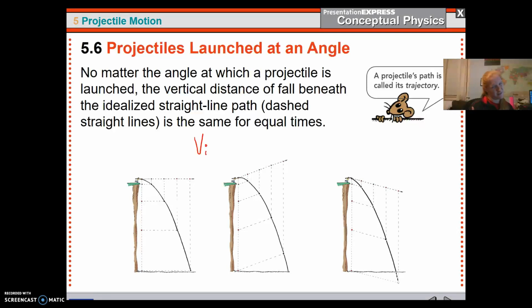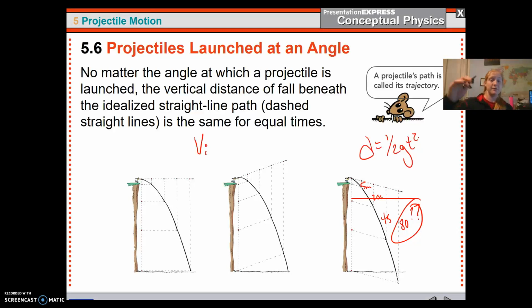But it doesn't matter what angle you throw it at, because it's still going to fall 5 meters in the first second, 20 in the second, 45 from the start in the third, and 80. Don't quote me on that. I'd have to do the distance equals 1/2 gt squared. Okay? So, but no matter what, it's going to fall the exact same distance. It's a matter of how much distance it has to cover.